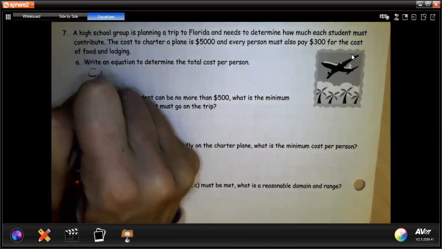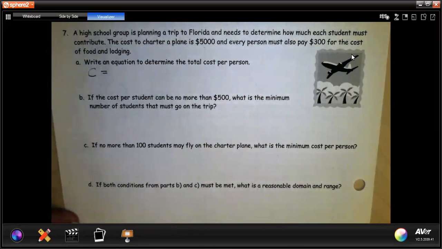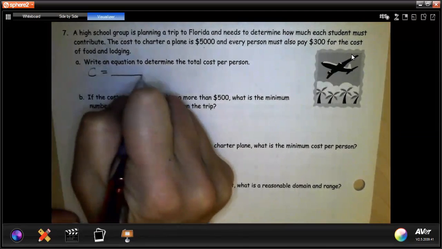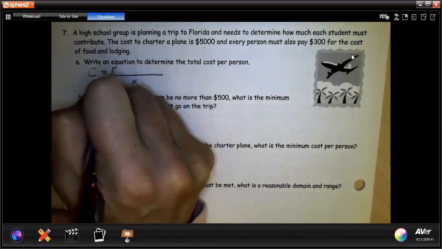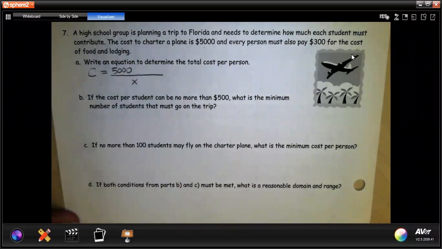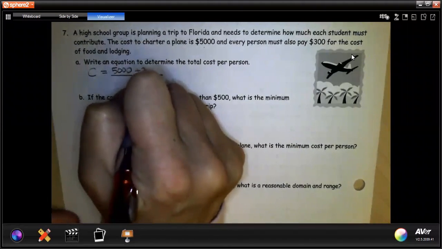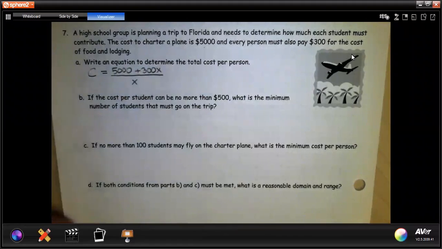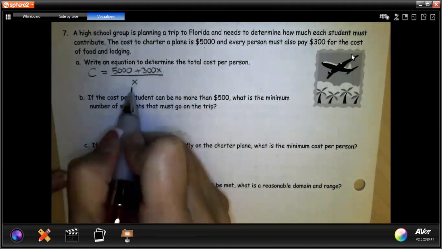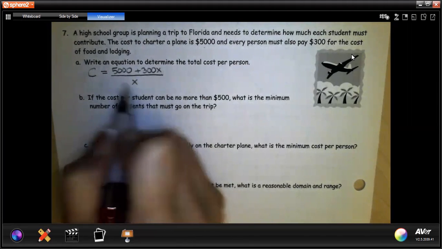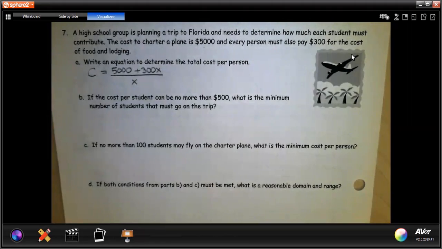So our average cost is going to be the total over the number of people. So we need to come up with a total here. $5,000 for the plane, and then $300 per person on the room and board. So there is our total cost. This is how much total money is going to be, divided by the number of people, is going to give us what each person needs to pay.